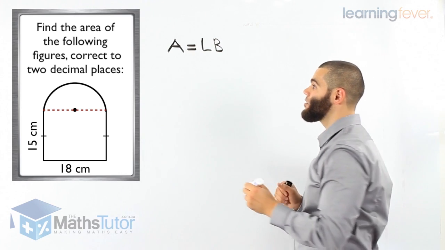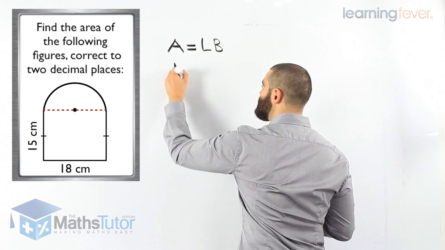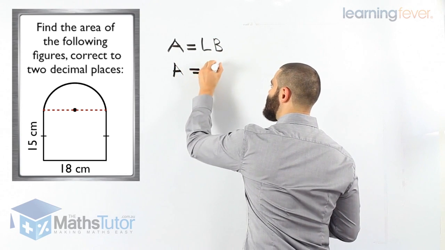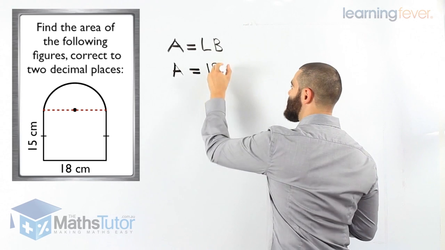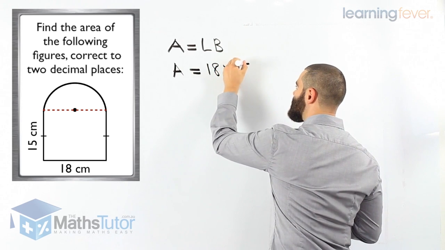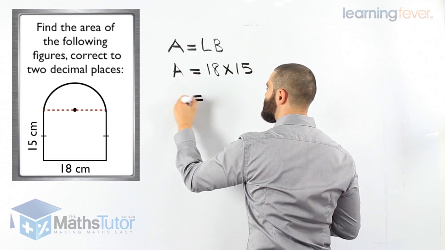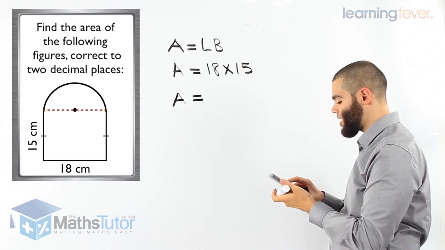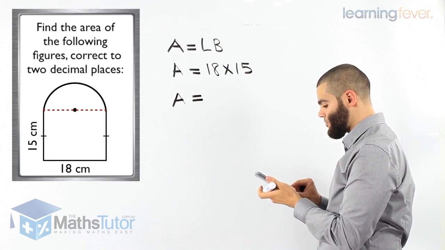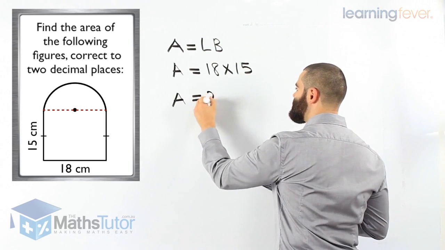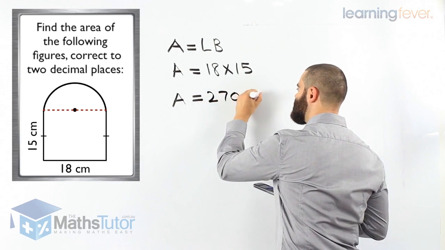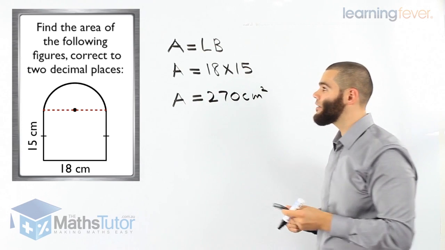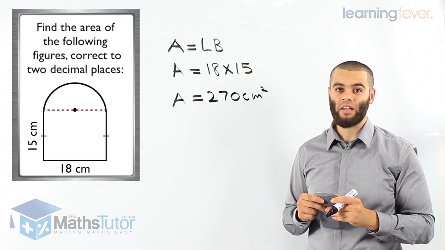In this case, the length is 18, it's the long side, and the breadth is 15. Let's work out the area. Grab your calculator. 18 times 15, 270 square centimeters. That is the area of the rectangle.